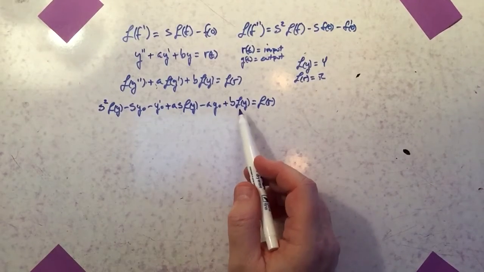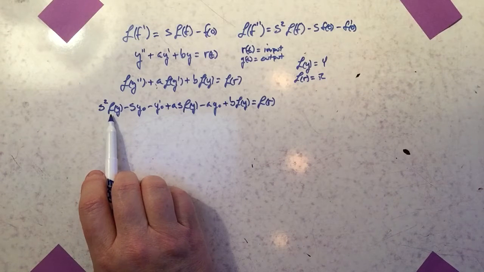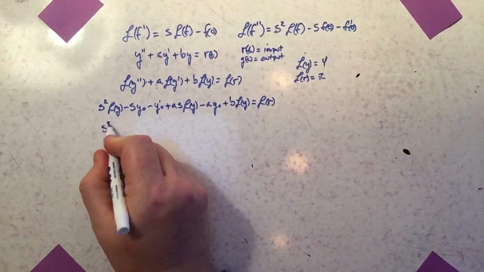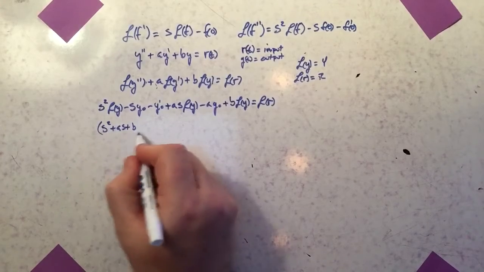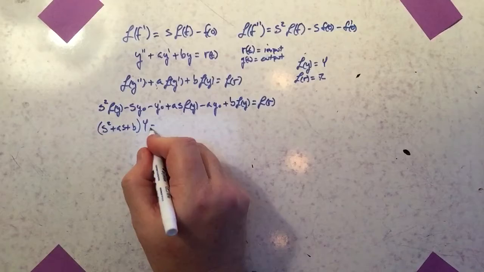I'm also going to combine some like terms. So the Laplace transform of y exists here, here, and here. So I'm going to factor out s squared plus as plus b, and all that's times the Laplace transform of y, which I'm going to go ahead and substitute in y.